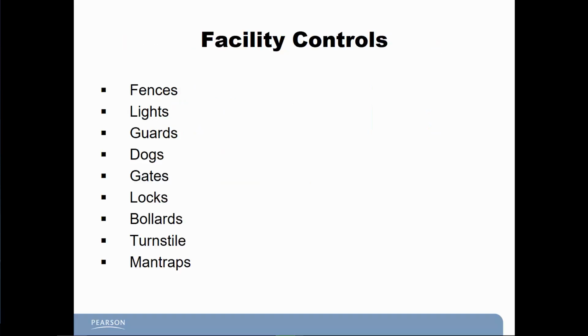Facility. See, this is the sad part. This is just a quick overview and nothing else. But I mean, fences, lights, guard dogs, gates, locks, turnstiles, man traps. All of these we could spend a dedicated week just focusing on. There's a lot to fencing. There's a lot to lighting. There's a lot to the different types of traps, like man traps and turnstiles, prevention methods to help combine these facility controls to allow for better security. So again, this is just a quick, brief overview. Nothing super in-depth just yet.